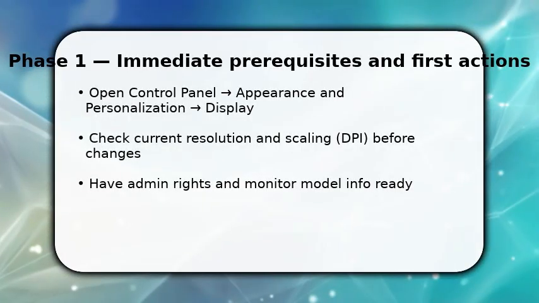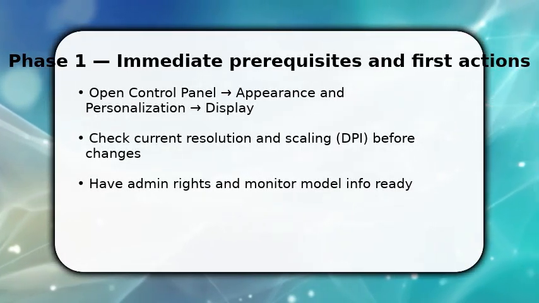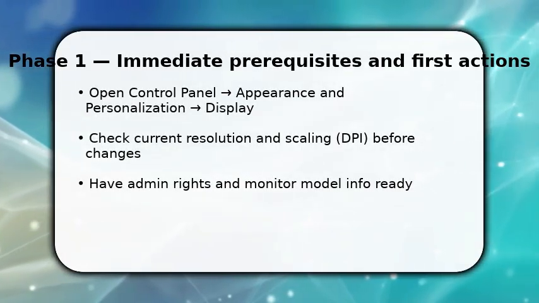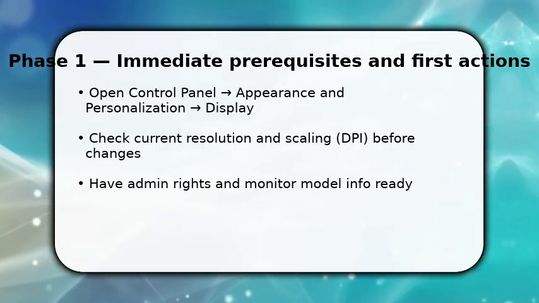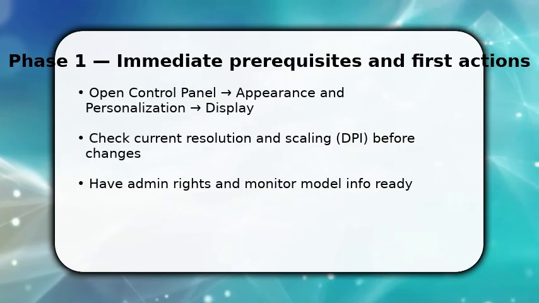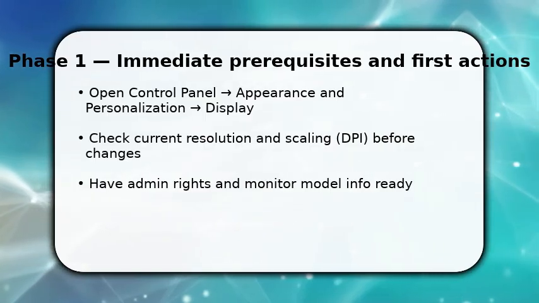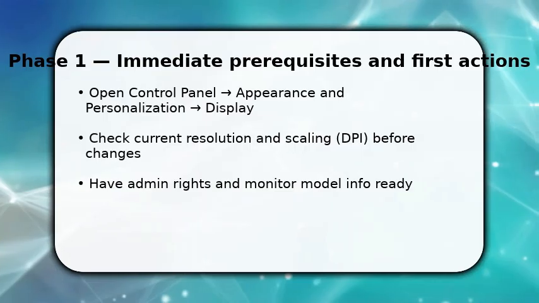You start where Windows 7 stores display controls. Control Panel, Appearance and Personalization, Display. Once there, inspect the current resolution and the scaling option. This tells you why elements appear large or small. Now click Adjust Resolution to begin.